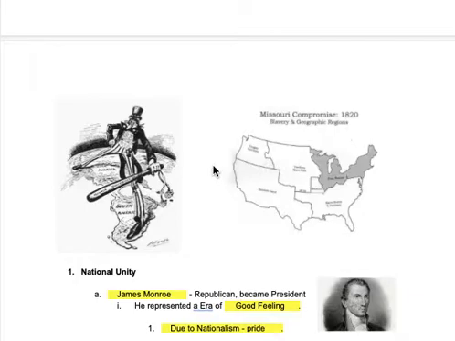Two major topics we're going to talk about are the Monroe Doctrine. This is Uncle Sam standing over North America and South America. This is a big deal. And then the Missouri Compromise. Here's little Missouri and what it would do in 1820.